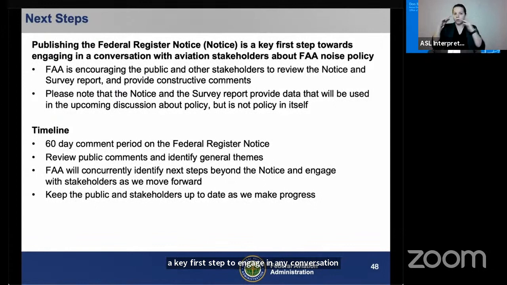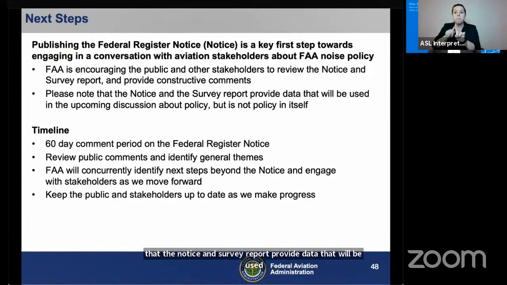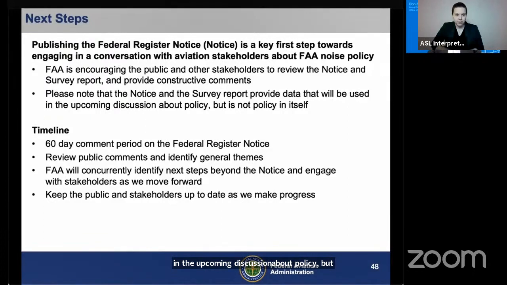FAA is encouraging the public and stakeholders to review the notice and survey report and provide constructive comments. Please note that the notice and survey report provide data that will be used in the upcoming discussion about policy, but is not policy in itself. As far as timeline, as we've mentioned already, we're in the middle of a 60-day comment period on the Federal Register notice. At the end of that period, we will review public comments and identify general themes.